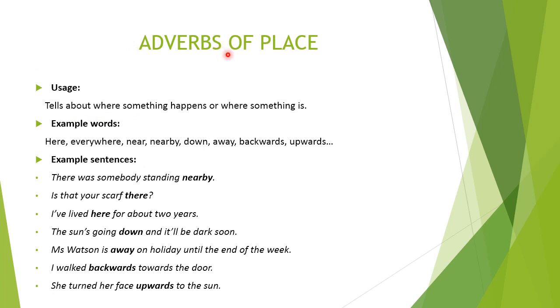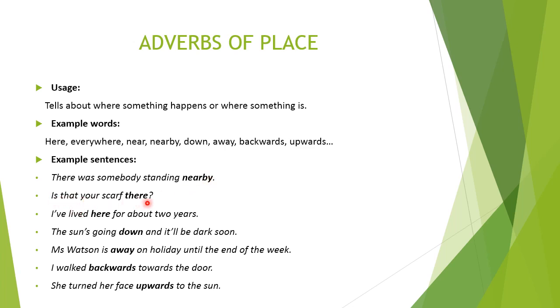So yes, next is adverb of place. I think by reading this only, this is very clear. Place means somewhere, backwards, nearby, isn't it? We keep on asking our parents where our things are kept. So they say it is kept there, here, idhar rakha hai, udhar rakha hai. So this idhar rakha hai, udhar rakha hai means here, there. Okay. Coming to the definition of adverbs of place, it tells about where something happens or where something is. Example words: here, everywhere, near, nearby, down, away, backwards, upwards. Clear?